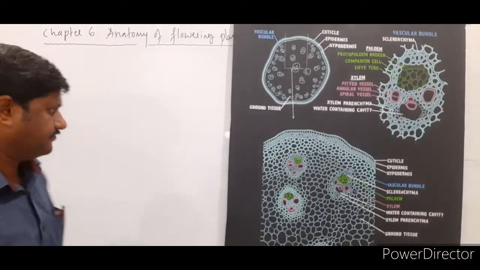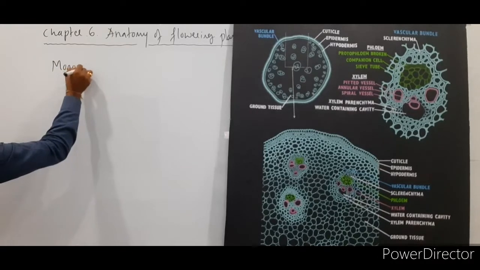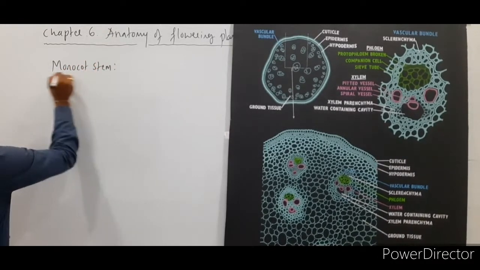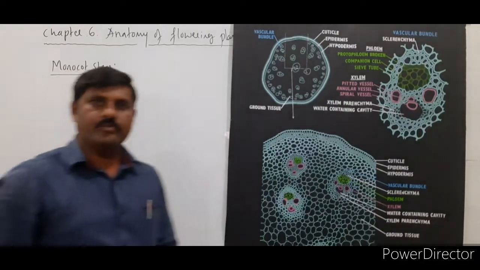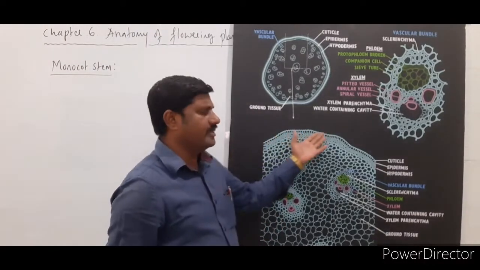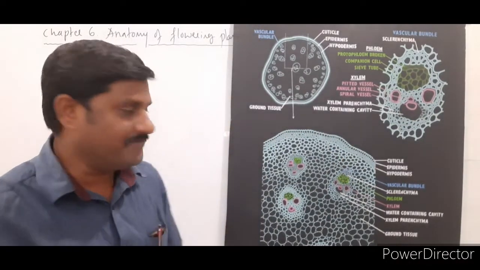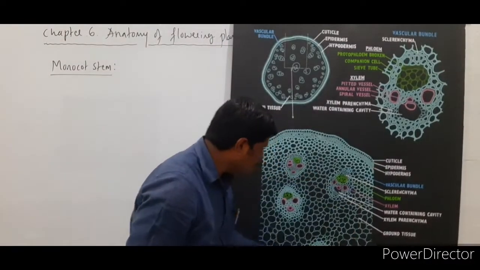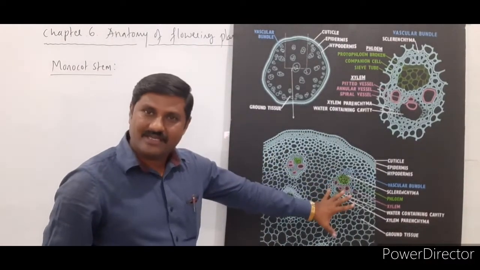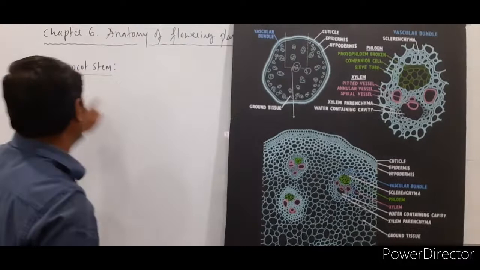After the dicot stem, let us start with the monocot stem. In the monocot stem, how it differs from the dicot stem, let us see here. Here also you will come across the outermost single celled layer, that is the epidermis, but the only difference is that here the ground tissue is seen. What is this ground tissue? Very important aspect. Then what are the major parts that we come across in the monocot stem?